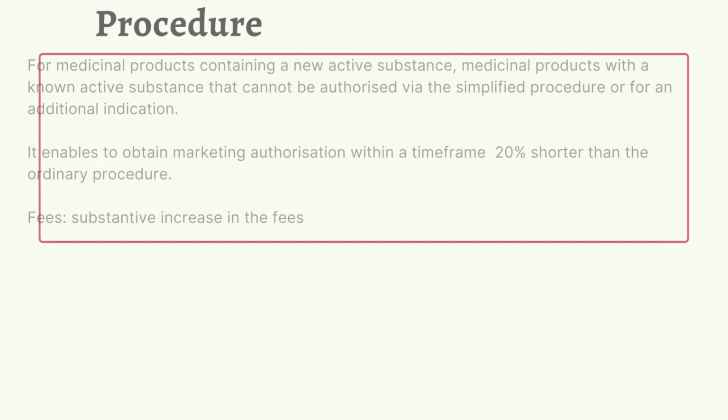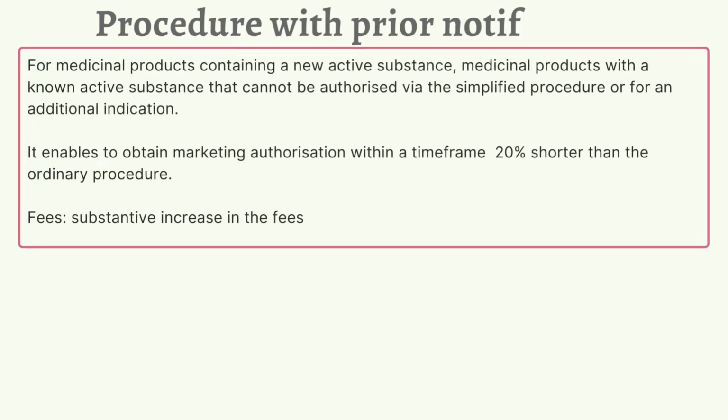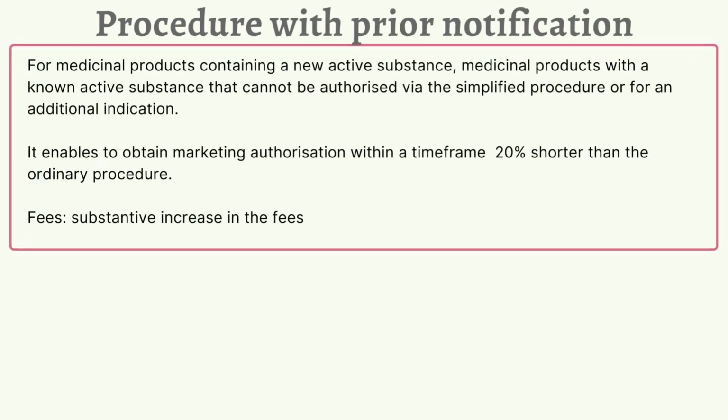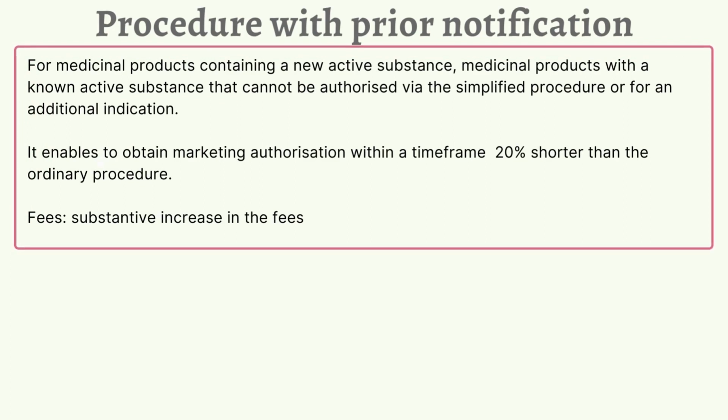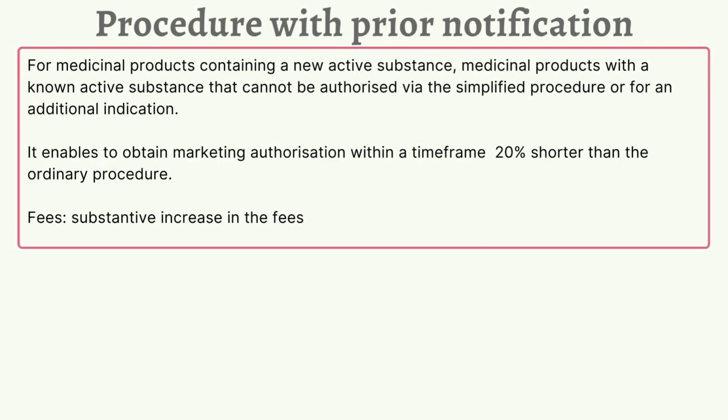Similar to the fast track procedure, Swissmedic can offer a procedure with prior notification. This procedure is available upon request of the applicant for medicinal products containing new active substances, medicinal products with known active substances that cannot be authorized via simple procedure, or for an additional indication. The timeline is 20% shorter than the ordinary procedure. However, there is an increase in the fees.